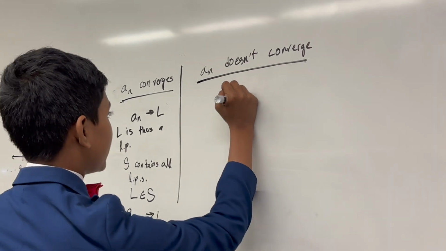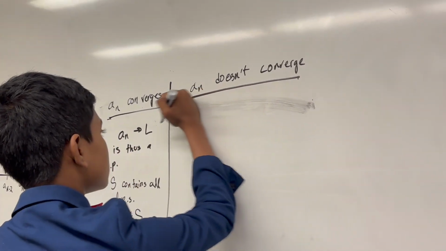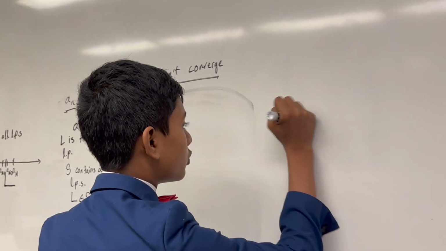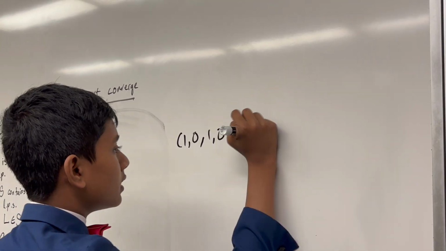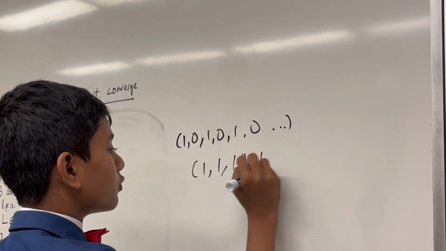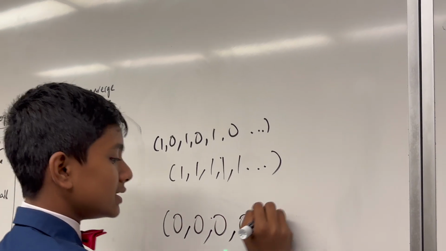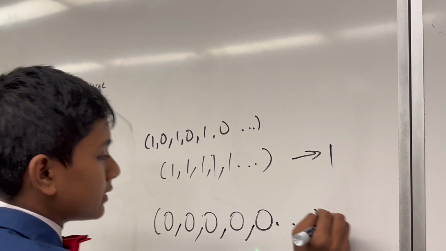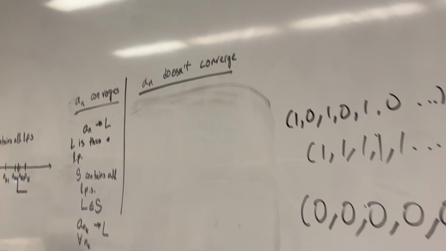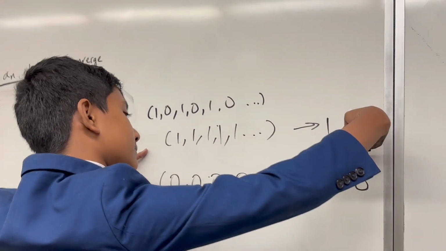Alright, but what about in the case a_n doesn't converge? Well, then a_n doesn't have any limit L. So then, we have subsequences which may approach different limits. For example, 1, 0, 1, 0, 1, 0 has no limit, but we have several subsequences, like 1, 1, 1, 1, and 0, 0, 0, 0, which each have their own limit. This one goes to 1, this one goes to 0. Same thing with other more complicated ones. We may have two subsequences that have different limits.